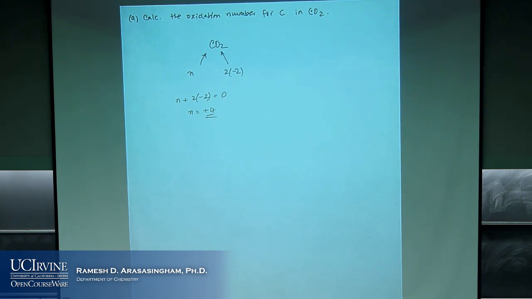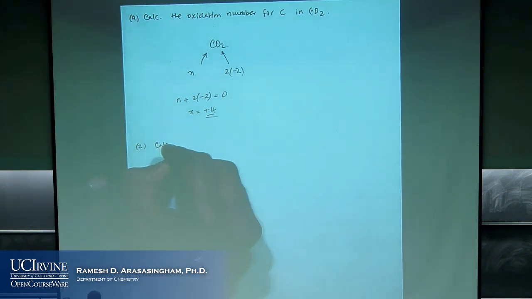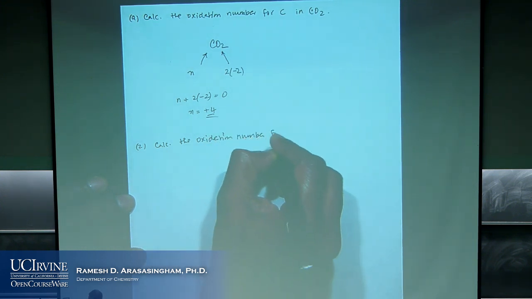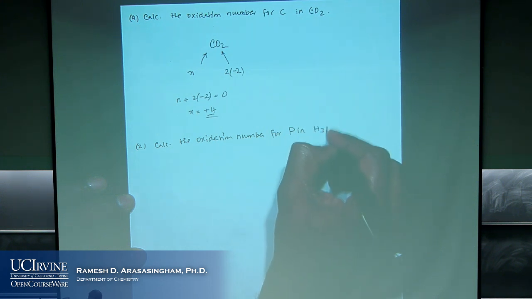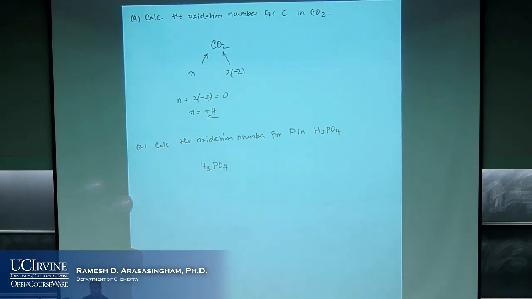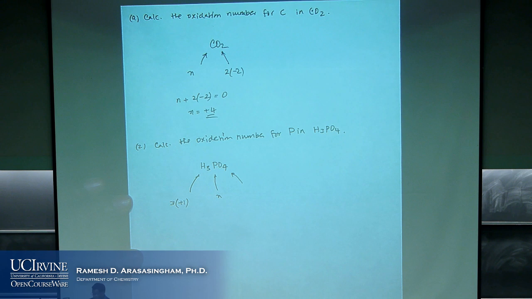So let's take another example like H3PO4. So let's say calculate the oxidation number for phosphorus in H3PO4. So once again, we have H3PO4. The one that we need to figure out, we'll call it N. We have hydrogen and we have oxygen, all right? We have 3 hydrogens, and what does the rule tell us that the oxidation number for hydrogen is? +1, all right?